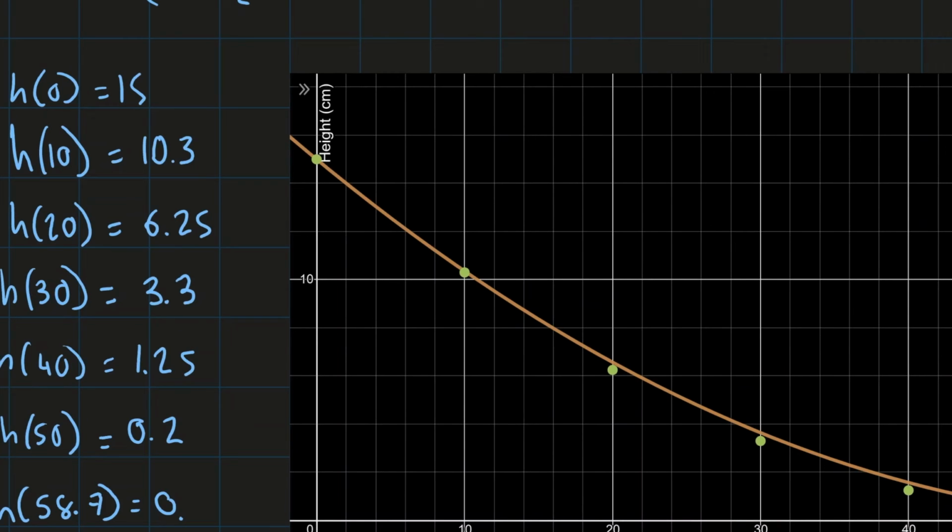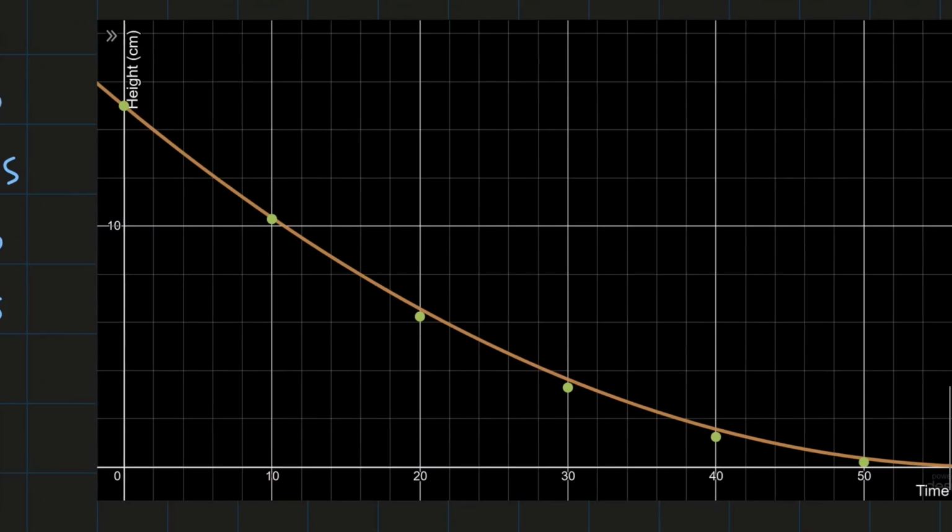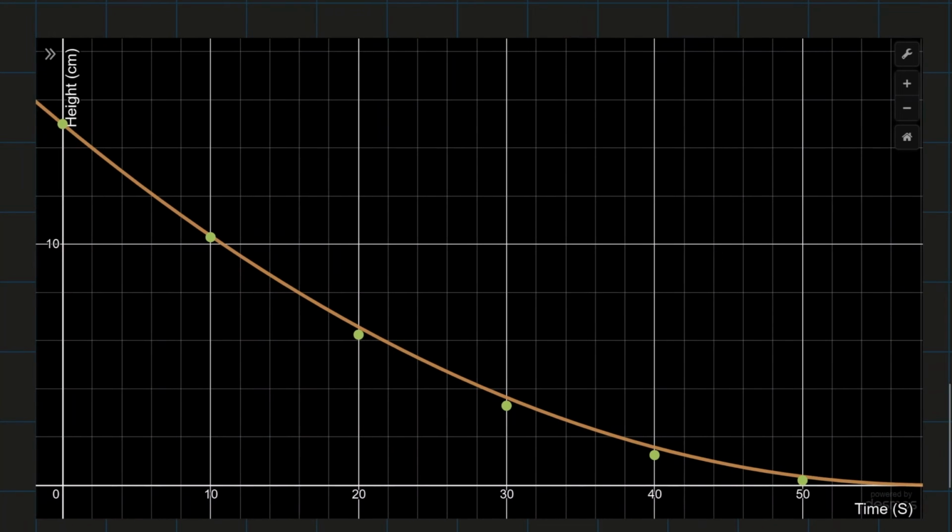So if we plot these points and we plot this prediction graph, essentially, we can see our points from our experiment in green, which are going to be these right here. And then we can also see our predicted line that our water would follow.